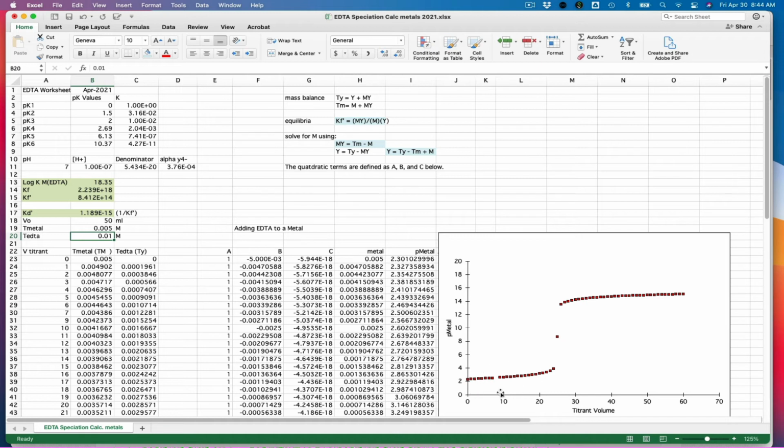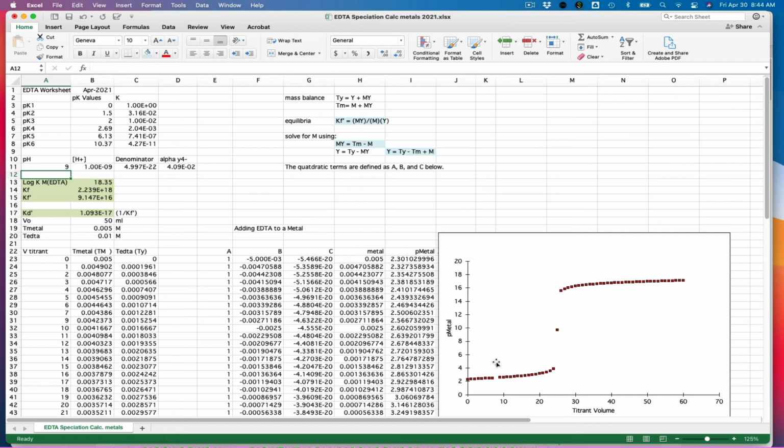Now we've got a point before the equivalence, we've got a point after the equivalence, and we've got the metal concentration at the equivalence. So that's helpful. Now we can do some other things. Let's imagine we're doing this titration not at pH 7, but at pH 9. I'll put in 9. My alpha now becomes quite a bit larger.